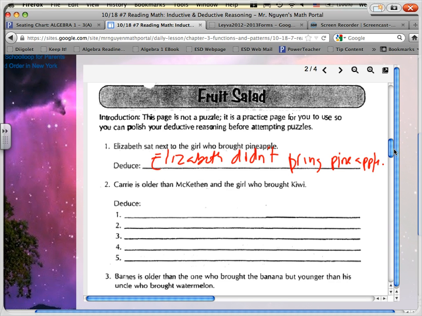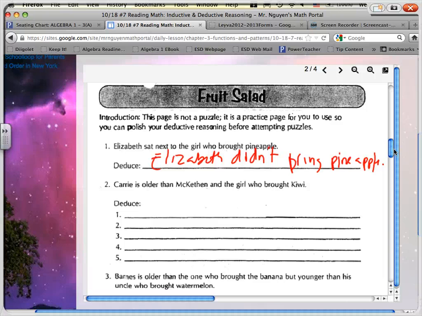Of course, you can have several more if you want to. Well, I think that's the only thing that I can actually deduce from it. She did not bring the pineapple. She has a friend. Well, you never know. It doesn't say she was assigned to bring pineapple. But let's move on to number two.